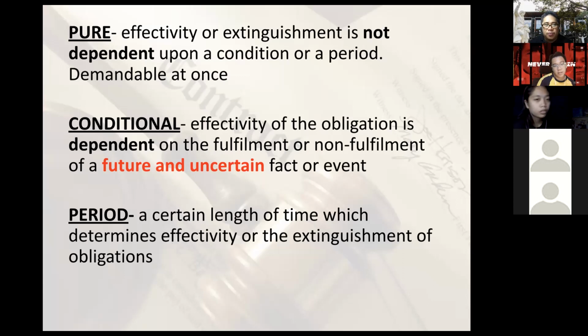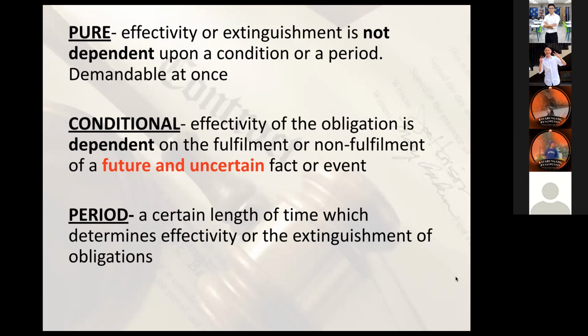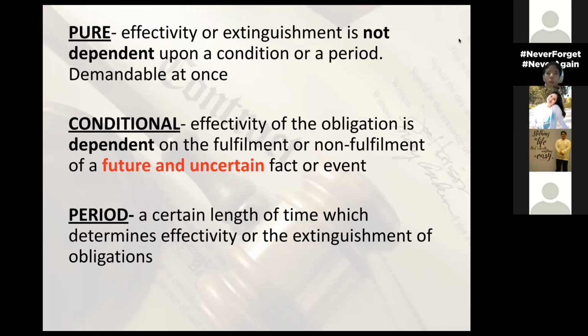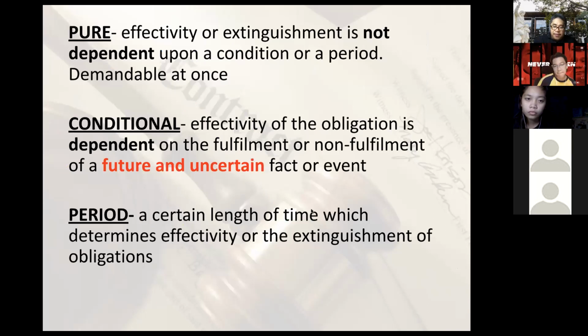Sige. Heart, if pure. The period, attorney. I will give you 1,030 days from now. If pure, heart. If conditional, thumbs up. If period, laugh emoji. Sige, go. Okay. Because there is a certain length of time, then that is one where a period is needed.